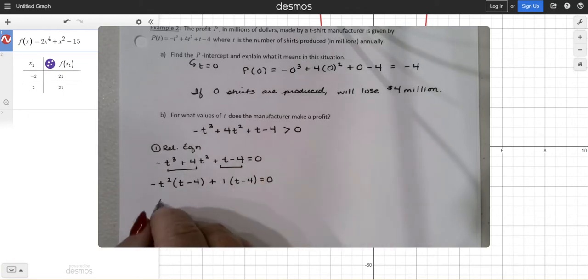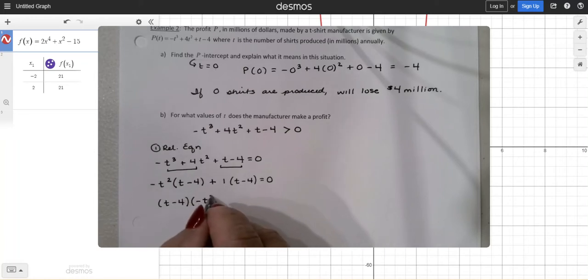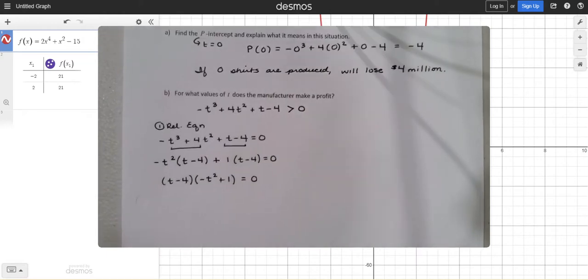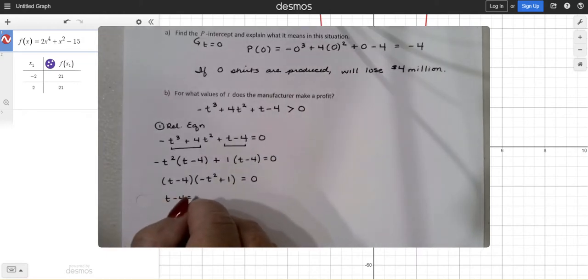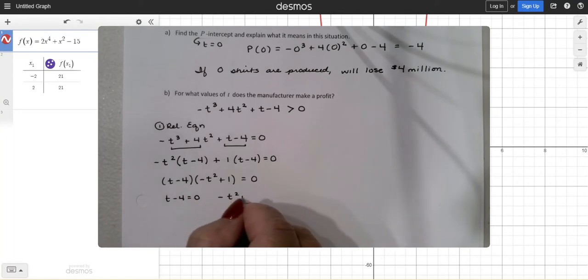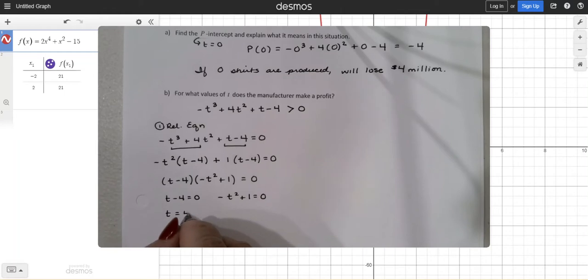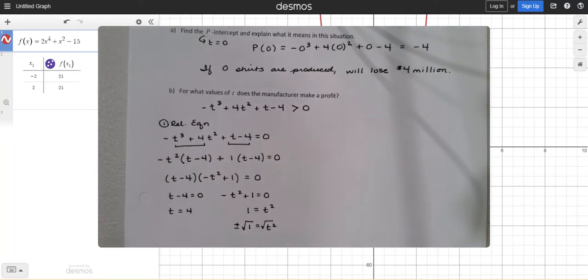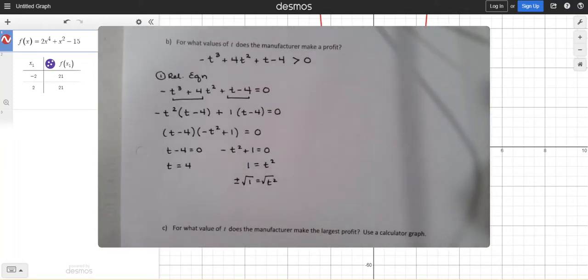So t minus 4, my common binomial, can be factored out. And then I'd have negative t squared plus 1. So t minus 4 equals 0, or negative t squared plus 1 equals 0. t equals 4, or 1 equals t squared. If I use my square root method here, t is plus or minus the square root of 1. t is plus or minus 1.